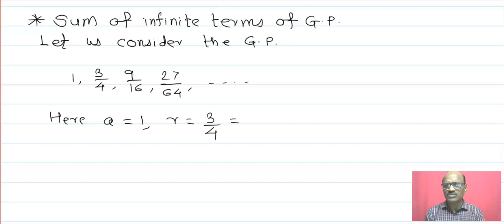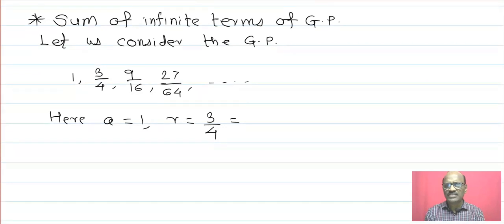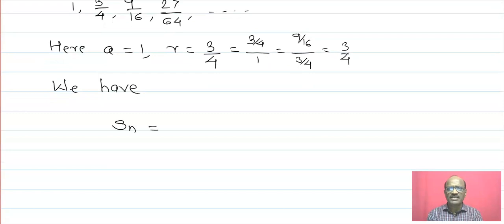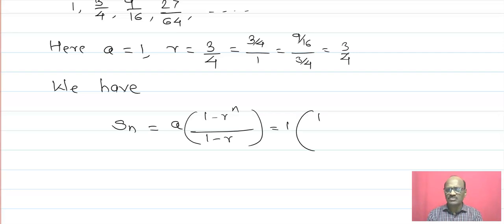In this case a is equal to 1, r is equal to 3/4. This is the common ratio, and it is less than 1. Applying it again: (9/16) upon (3/4), overall it is 3/4. By the definition, T2 upon T1 is equal to r. Now see this, Sn is equal to a(1 - r^n) upon (1 - r).